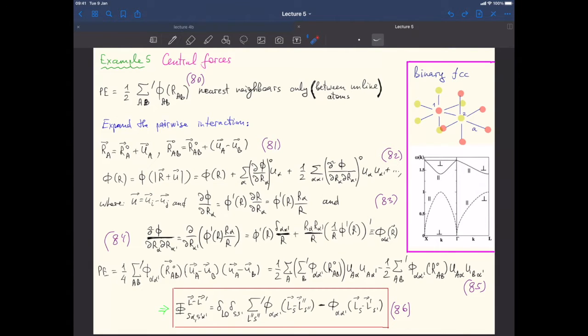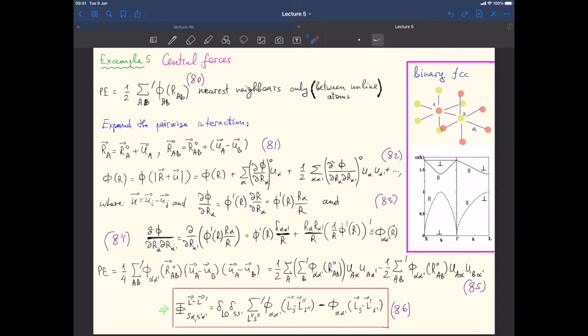But the point is that if we are given this potential energy as a sum of these pairwise interactions between different atoms, this function here may depend on the types of atoms A and B, but it will depend only on the distance between them. So if we now allow atoms to move away from their equilibrium positions, we denote equilibrium positions by R_A naught, and U_A will be atomic displacements.